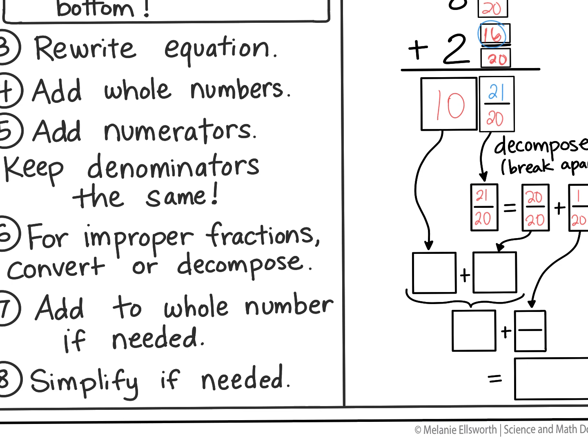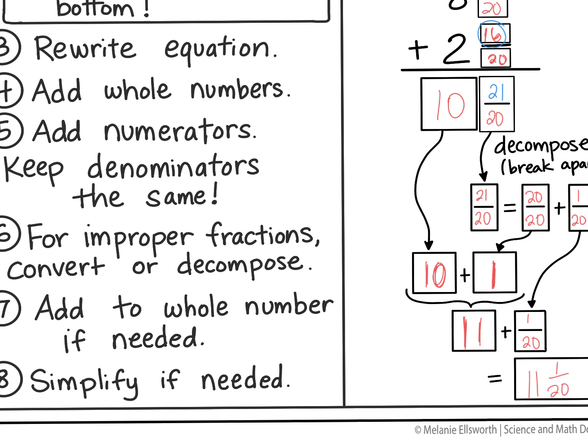I am pulling out 20/20, which is equal to a whole, like you told me. That's one whole, right? The 10 that I already had as my whole number will have to be added to that one whole that I pulled out of my improper fraction. So 10 plus 1 is 11. And then what was I left with? 1/20. So my final answer is just 11 and 1/20.